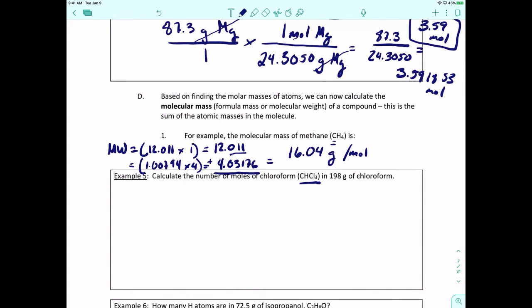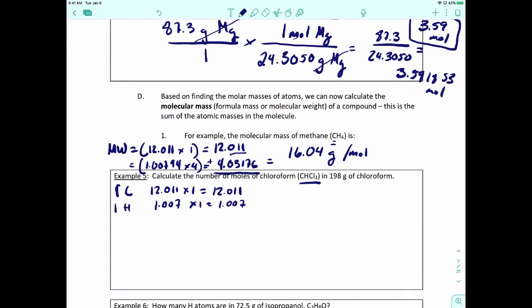We know we got CHCl3, so you've got 1 carbon, so that's going to be 12.011 times 1, which gives you 12.011. You got 1 hydrogen, so that's going to be 1.007 times 1. That's nice. And I just tacked on an extra 0, so I apologize. Let me rewrite that. 1.007.